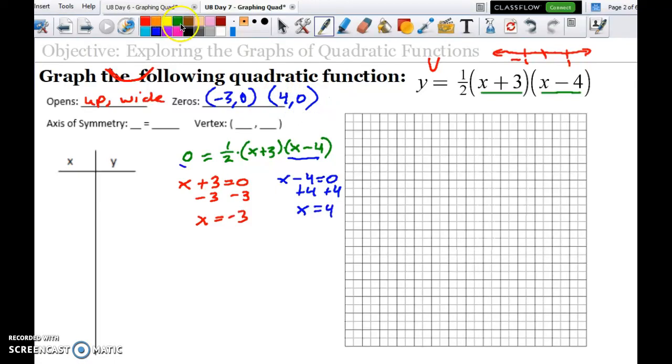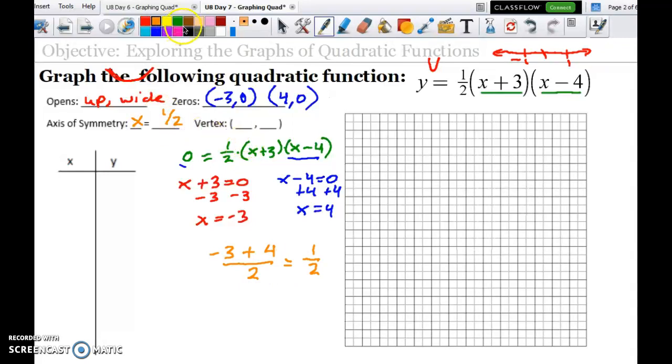So now to find the axis of symmetry, I need to average these two intercepts. I need to find the middle between -3 and +4. To find the middle mathematically means to find the average. So I take -3 plus 4, and I will divide by 2 to get +1/2. So that x is going to equal +1/2.